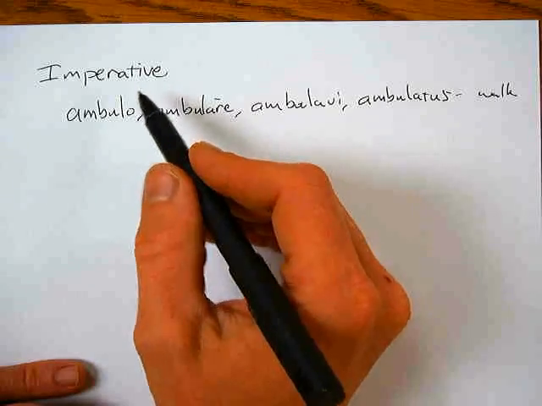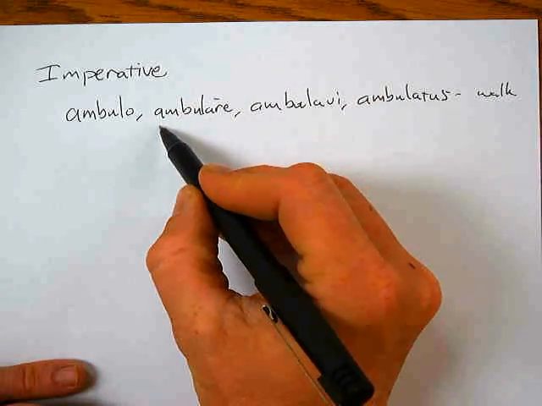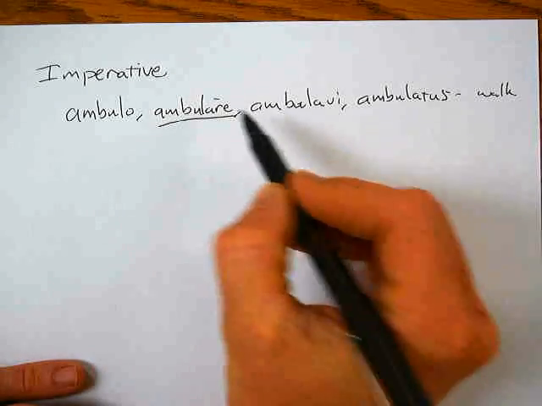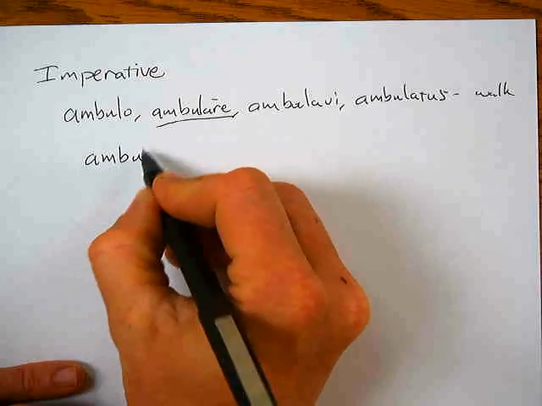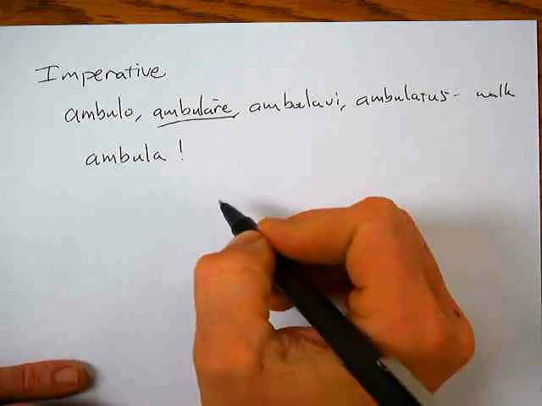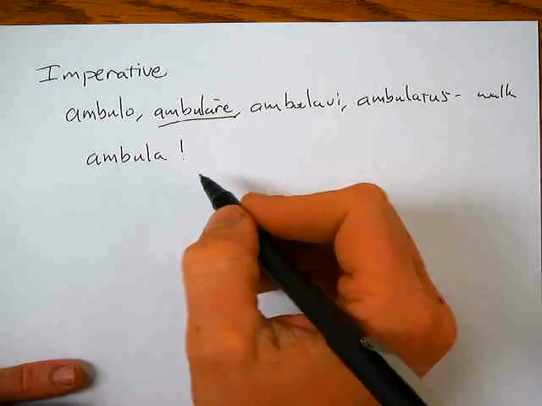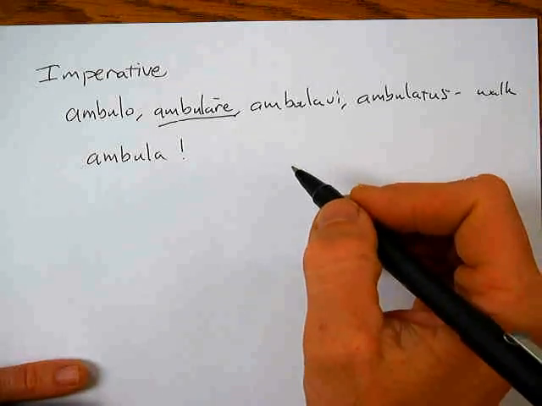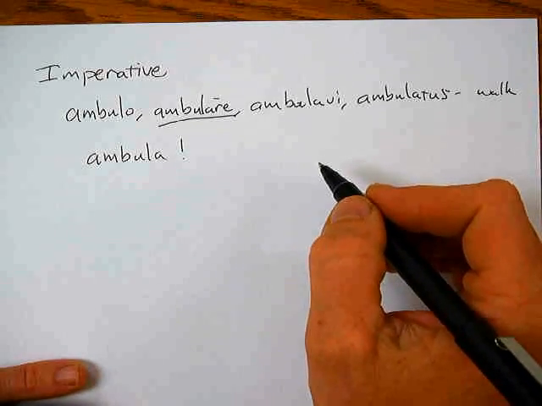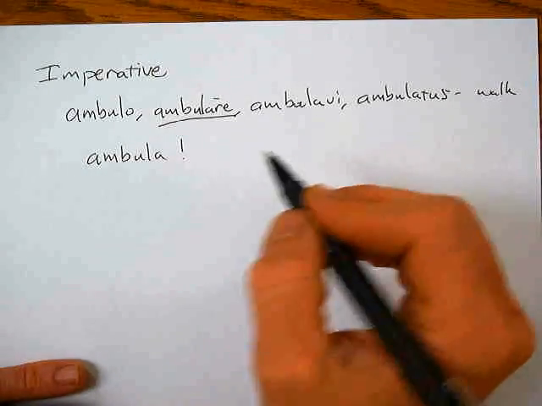If you want to use the commanding form of the verb to tell somebody to walk, then the way you form it is you use the infinitive and you just take off the RE, and then you got it. Ambula. Put an exclamation, that's an order. Ambula. If I want to tell you to walk, I say ambula. If I want to tell you to get up, I say surge. Be quiet. Tace. Sit down. Consede. Right? You probably hear this quite a bit.